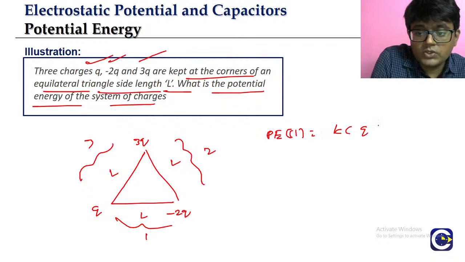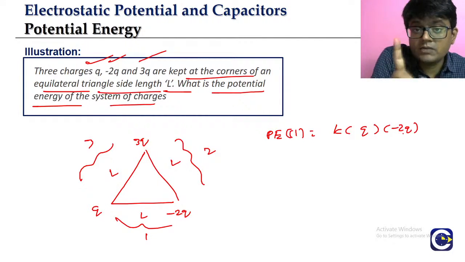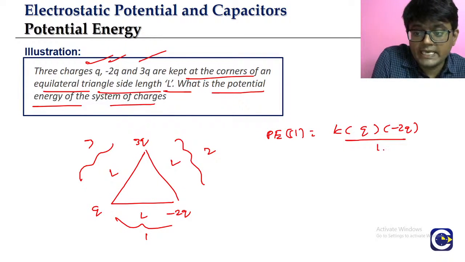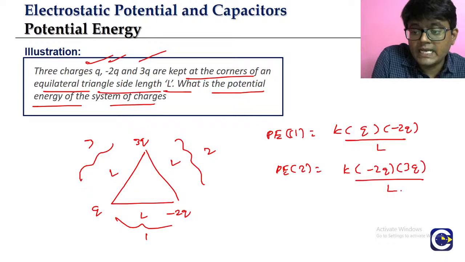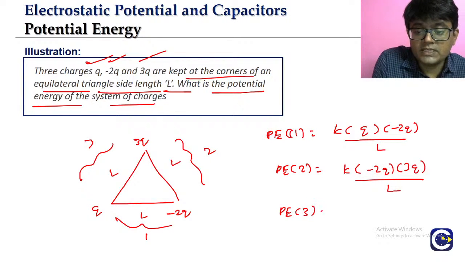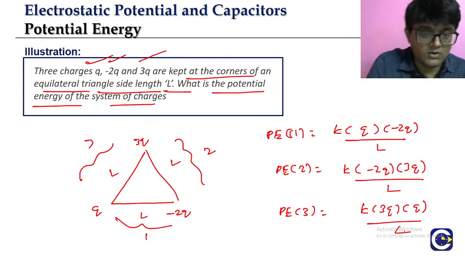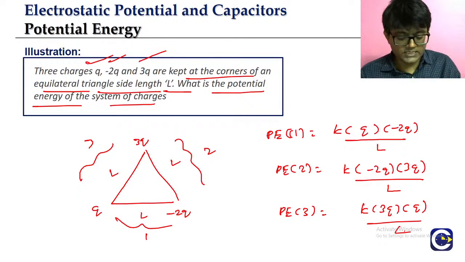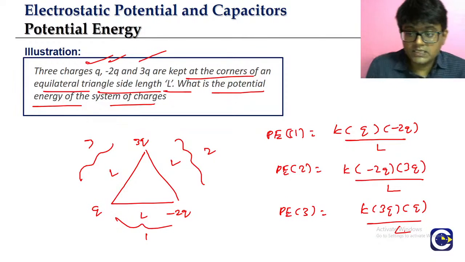is k into q into, in the potential energy term the modulus will not come, the values come as they are, k into q into minus 2q by L. Potential energy of the second pair is k into minus 2q into 3q by L. Potential energy of the third pair is k into 3q into q by L. So we can add these three values, that's all. From that we are going to get the total potential energy of this particular system.